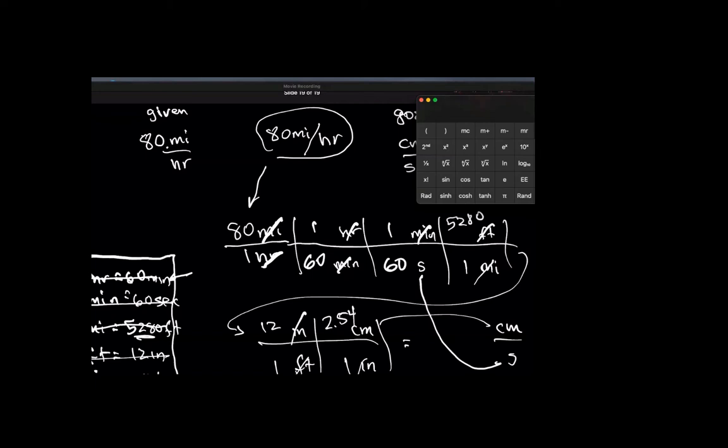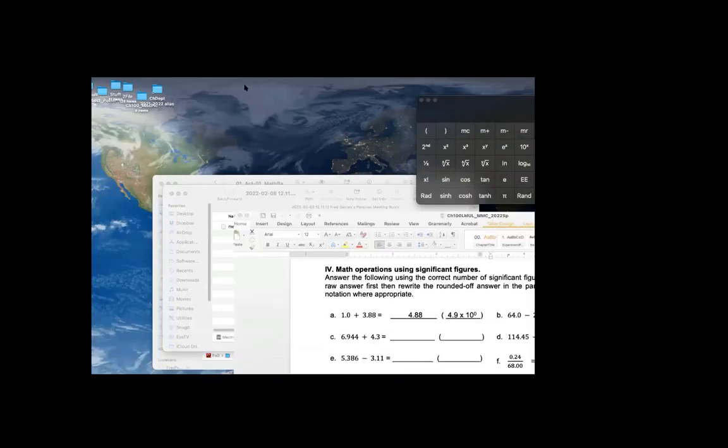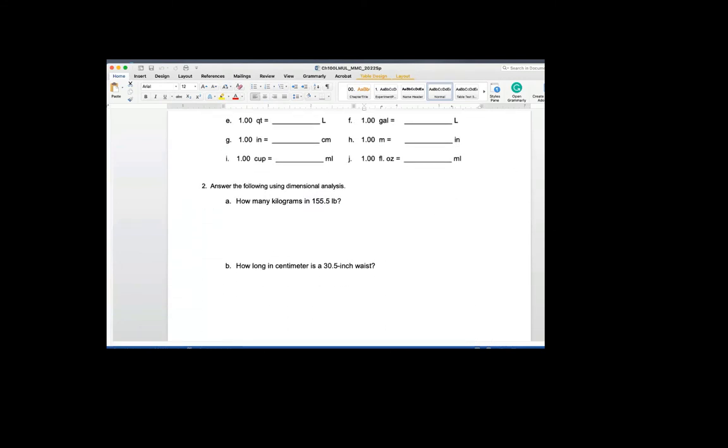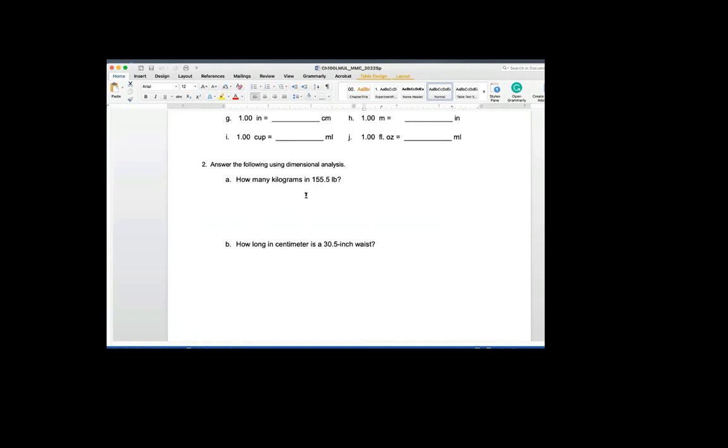Always base it on the data that you're given. The data has 2 significant figures, so your answer should contain 2 significant figures. So that's basically how you want to set up these problems. When you want to convert, say, 155.5 pounds to kilograms, you can do that in one step. You can basically do this right here.